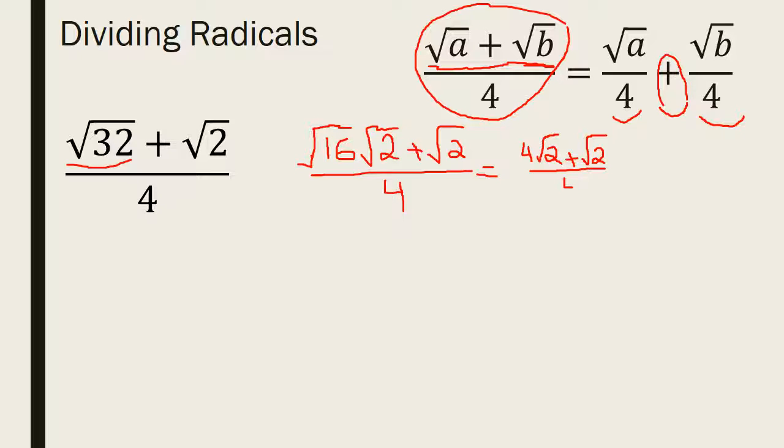Now, if I look at the top, I'm going to see 4 radical 2 plus radical 2. I know that we have like radicands here. Both terms have square root of 2 in them, so I can add these two terms the same way I add like terms. 4 radical 2 plus 1 radical 2 is going to be equal to 5 radical 2, and then divide that by 4.